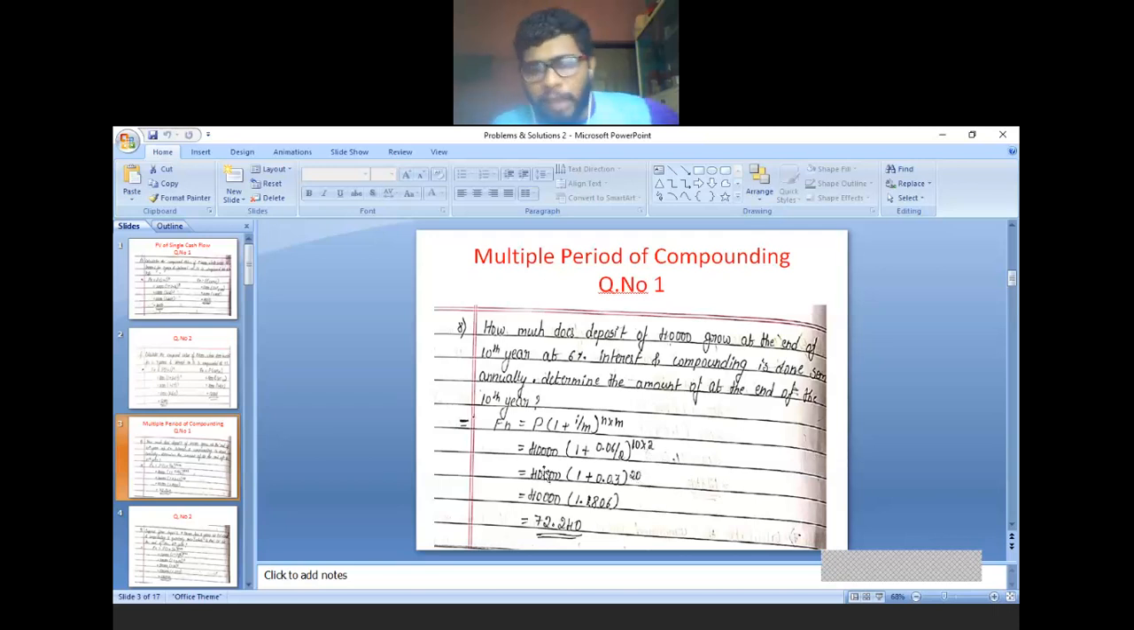Now everyone use the calculator. This step is not required. The third step is not required. Go to the fourth step directly. I will give you the instruction. Use your calculator. If you are using a scientific calculator, then 0.06 divided by 2. Do it. Then plus 1. Then to the power 20, since 10 into 2 means 20. Then you will get a long number. Take only three digits, that is 1.806. Then separately multiply 40,000 into 1.806. So 72,240 is the answer.